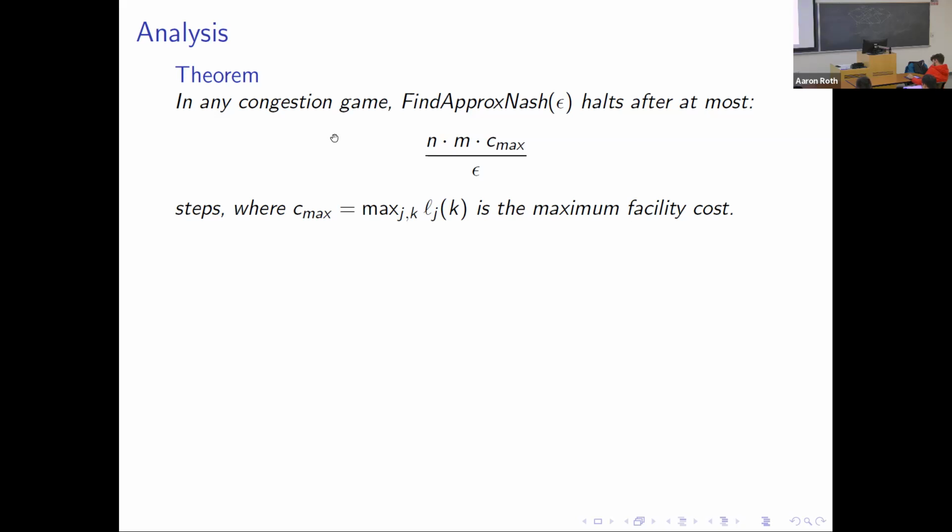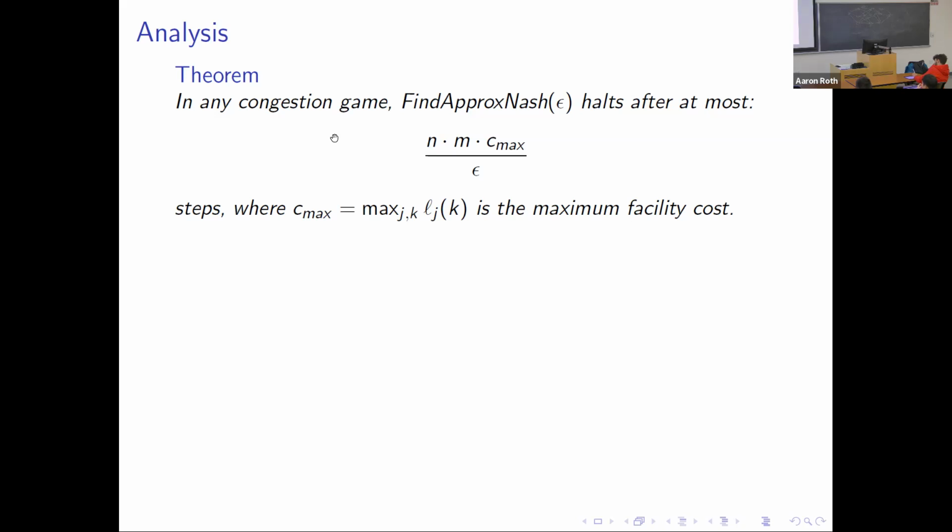And C max, which is just an upper bound on the maximum cost of any facility, like how long it takes you to traverse the Schuylkill River Parkway in the worst traffic you can imagine, which it's not nothing, but it's a finite game. It's only going to be something finite.